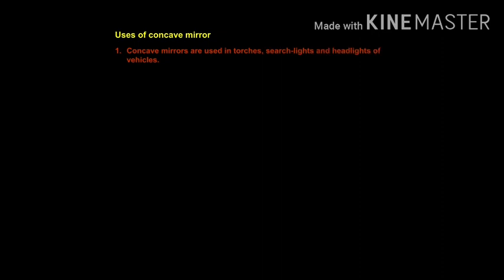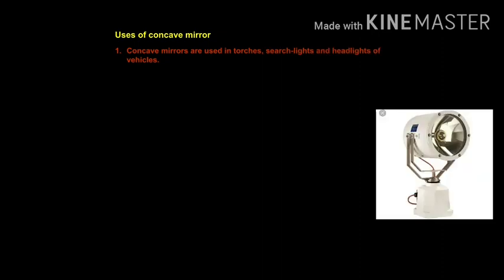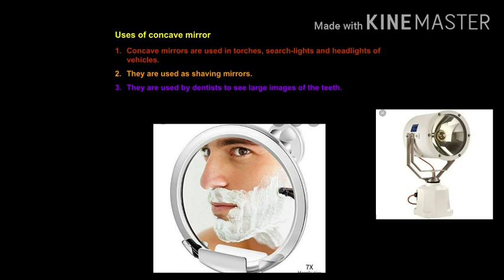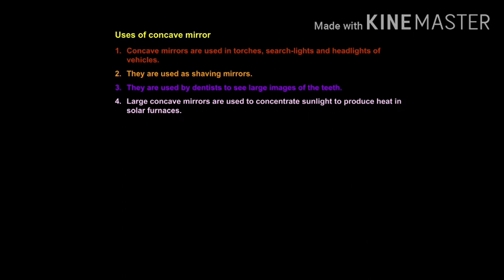Now we will discuss the uses of concave mirror. Concave mirrors are used in torches, searchlights and headlights of vehicles. They are also used as shaving mirrors. They are used by dentists to see a large image of your teeth. And the fourth one, large concave mirrors are used to concentrate sunlight to produce heat in solar furnaces.